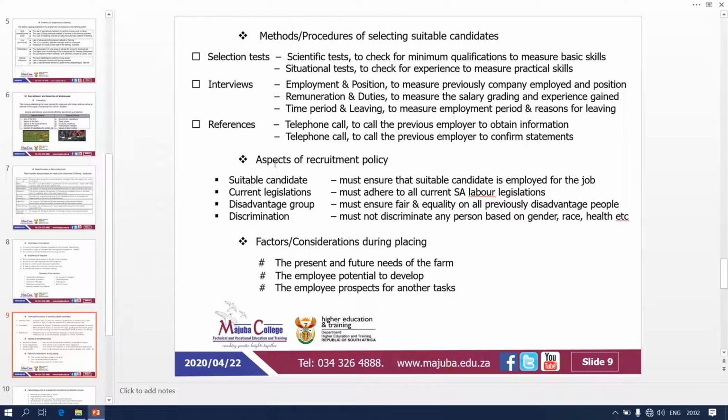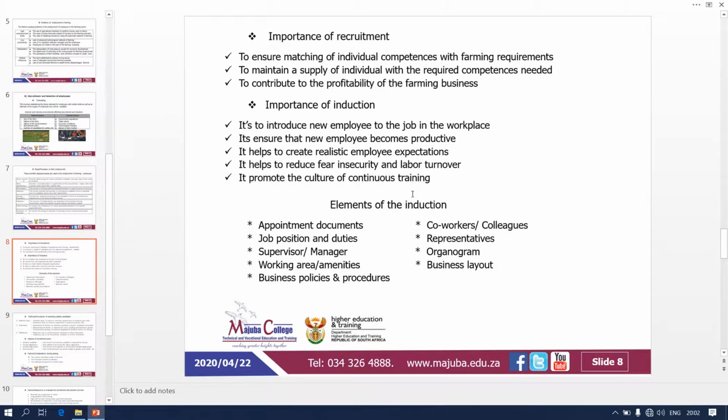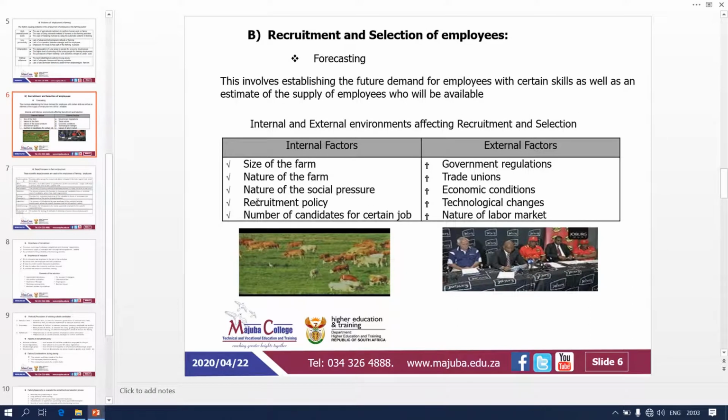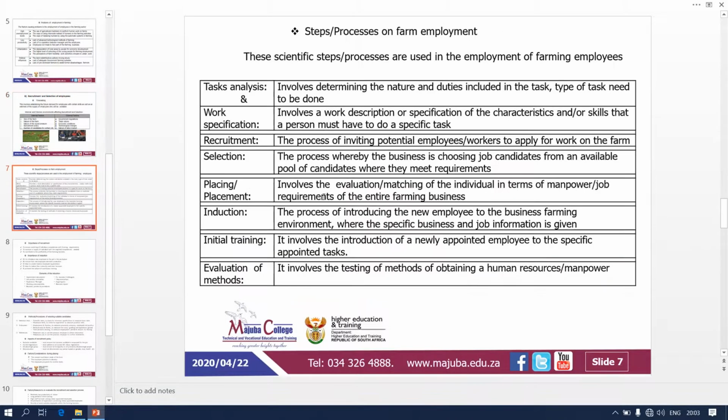Right, let's also look at the aspects of recruitment policy. Remember we spoke about this? Recruitment policy is part of the internal factors. Let's move forward.